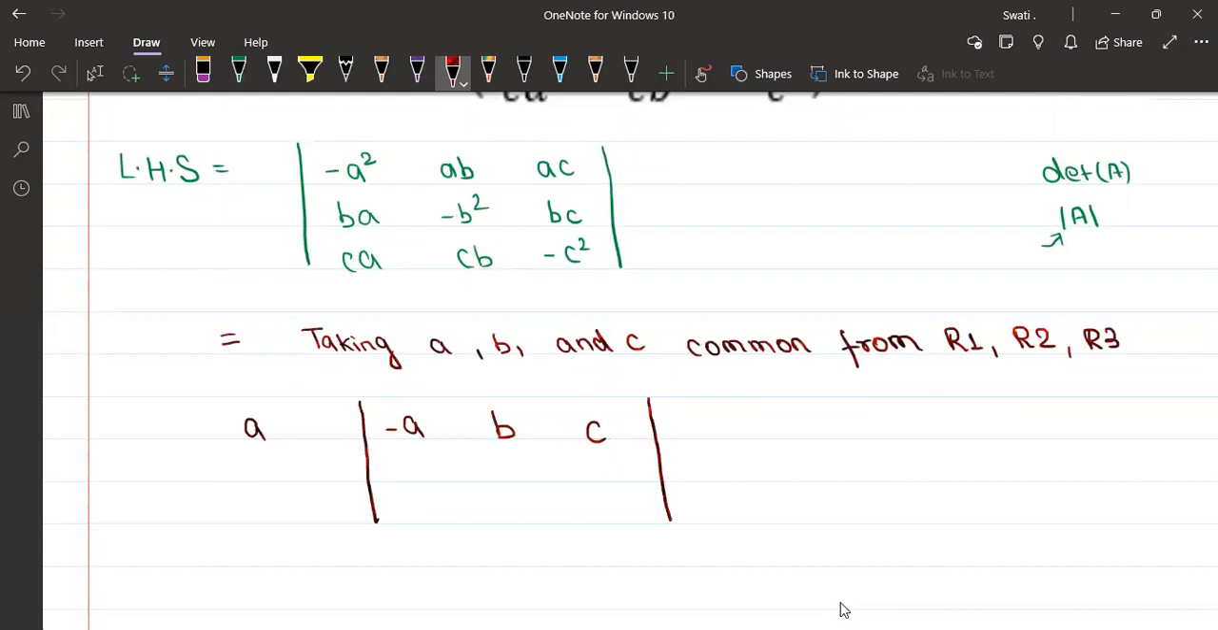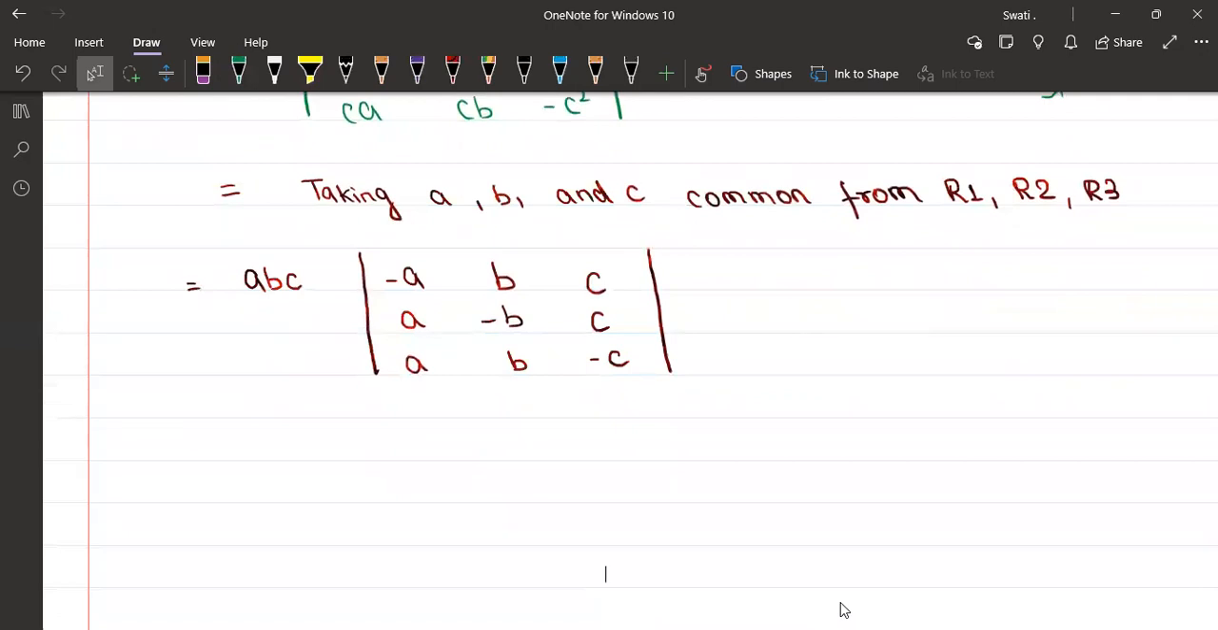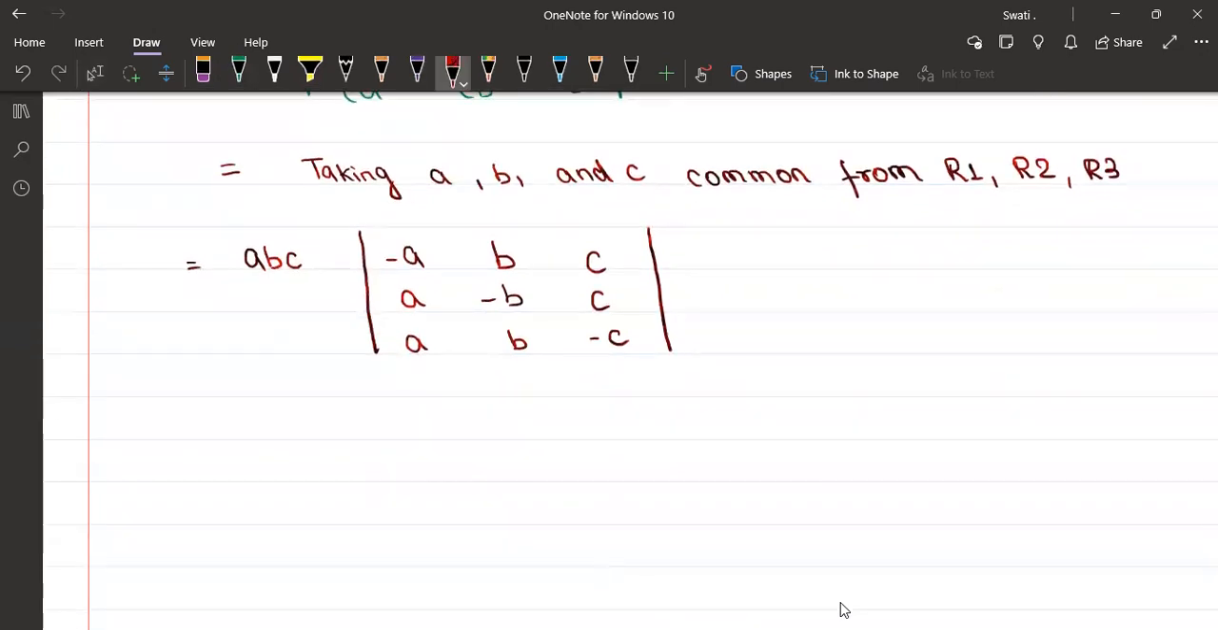Now I have taken b also common from row 2, so b is outside here. In the second row, b is outside, so only a. Then here, because b is outside, minus b. And then here, b is outside, so c. From the third row, we have taken c common. So c will come here, and from here only a, then only b, and then only minus c. Now we have this, but still we have not reached the answer on the RHS, the right hand side. So we will simplify this further.